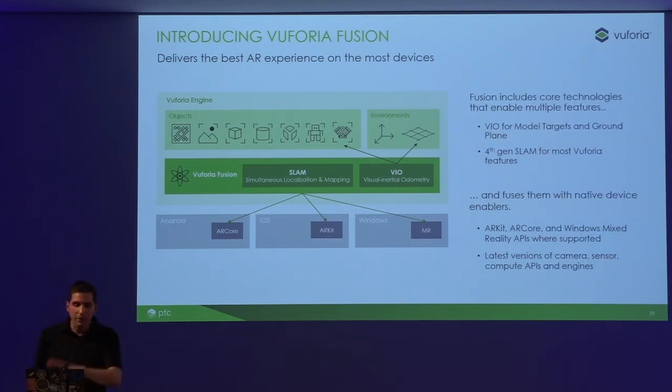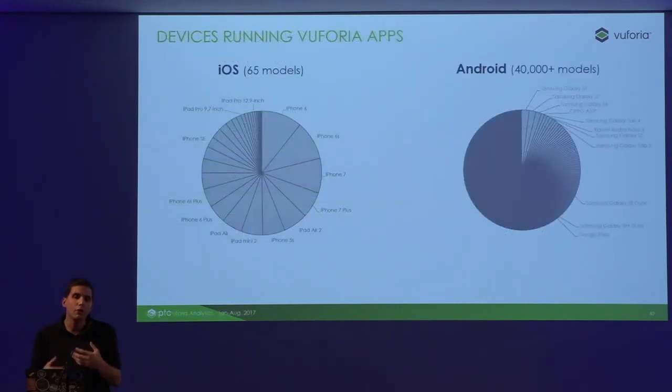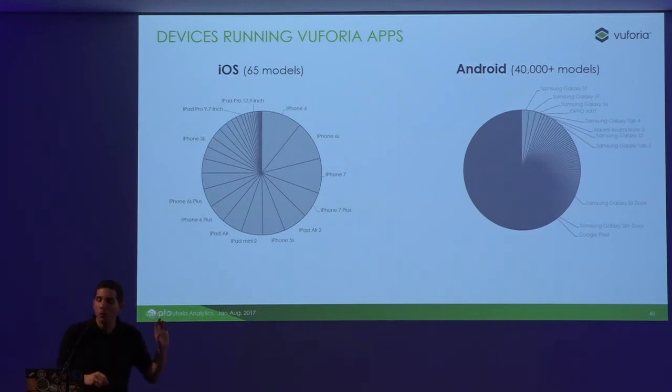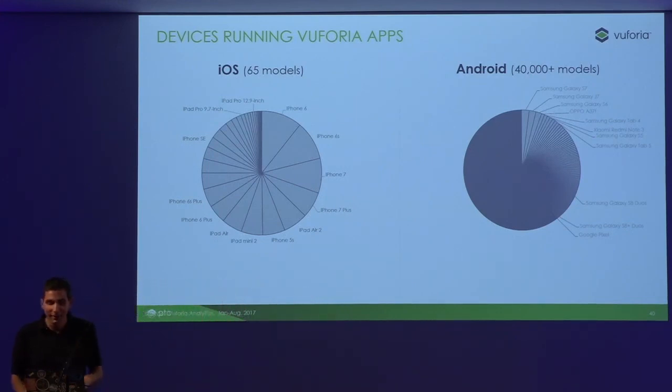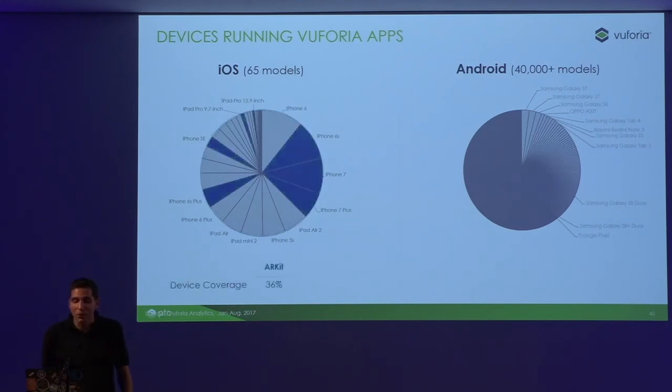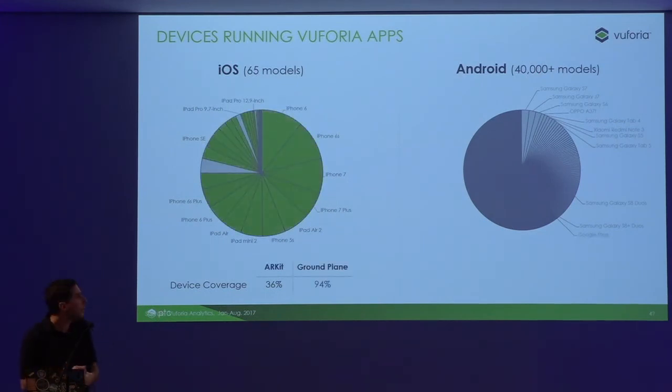Running a little short on time, so I'll go through some of these a little bit quick here. Just to go a little deeper into fragmentation, this is the map of what the current Vuforia applications look like, where they're deployed. There are 65 models of iOS, and honestly, I didn't even realize there are 40,000 models of Android devices. I can't even imagine that. ARKit today covers about 36% of those. With Vuforia ground plane, we're looking at 94%, so you'll be able to reach a much wider audience there.